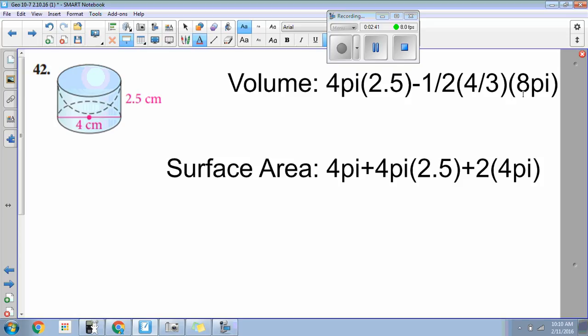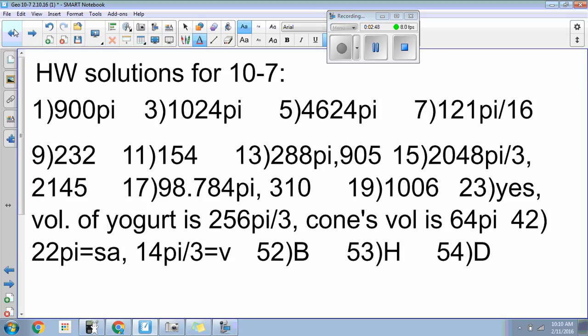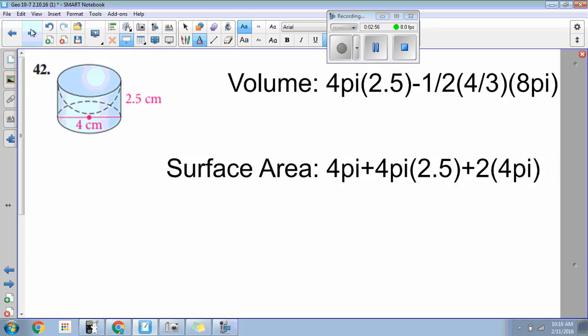This would be 2/3 of 8 pi. I'll just flip back and take a look at the number. 42, it comes out to 22 pi for the surface, or 14 pi over 3 for the volume. So you'd have to get a common denominator to do that subtraction.